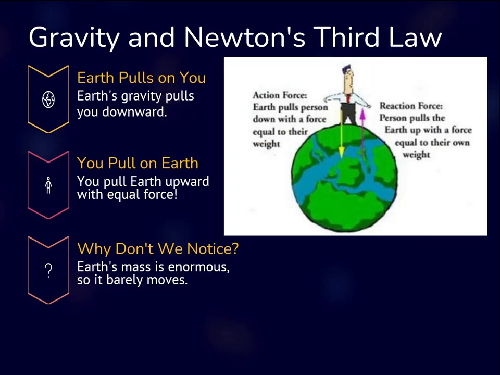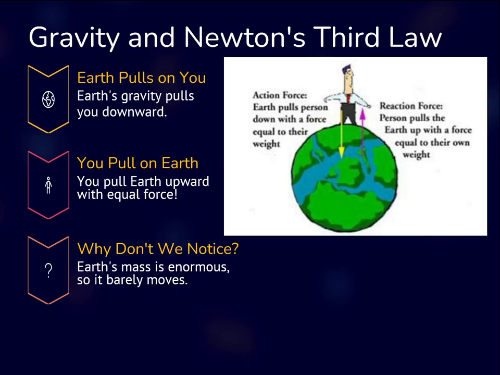Let's think about gravity. When you drop a pen, Earth pulls it down. We all know that. But according to Newton's third law, the pen also pulls up on Earth with the exact same force. So why doesn't Earth move? To be honest, it does, just very, very little. Earth is so massive that its acceleration is so close to zero, we can't tell the difference. Still, the force is real.